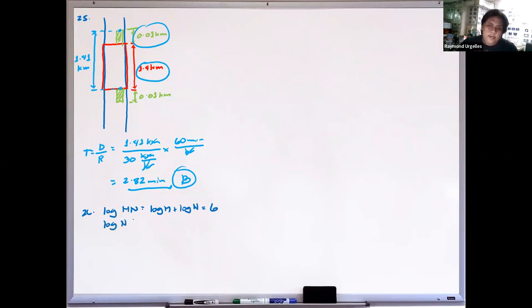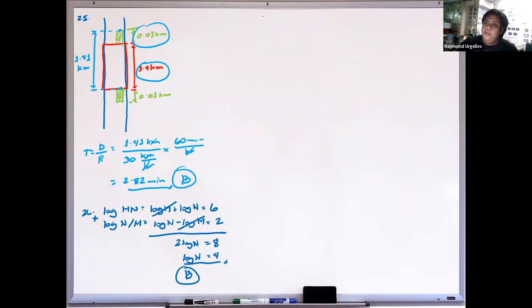Then yung logarithm of n over m. Again, this is logarithm of n minus logarithm of m. Then this is equal to 2 from the given. Find the logarithm of n. Para makuha natin yung logarithm of n, we just need to add yung dalawang equation kasi magka-cancel to. So magiging siyang 2 log n is equal to 8. Therefore log n is equal to 4. So therefore this is letter B.